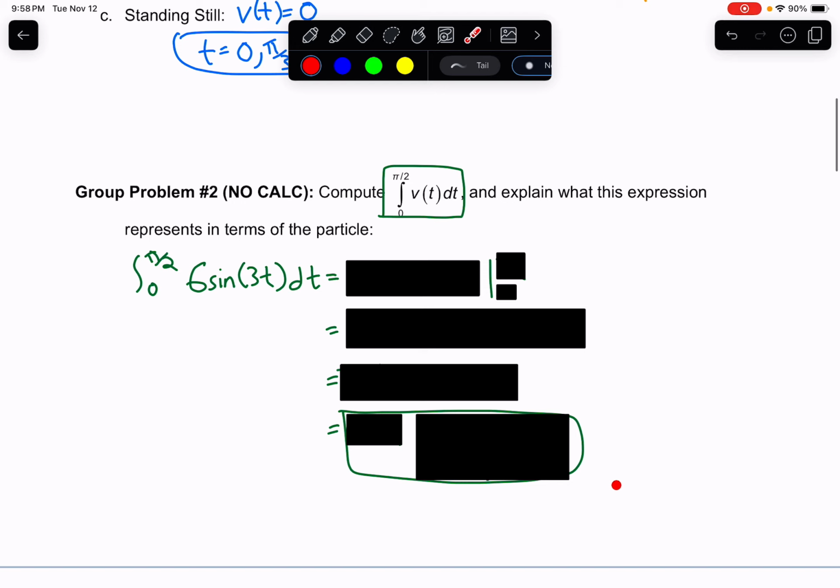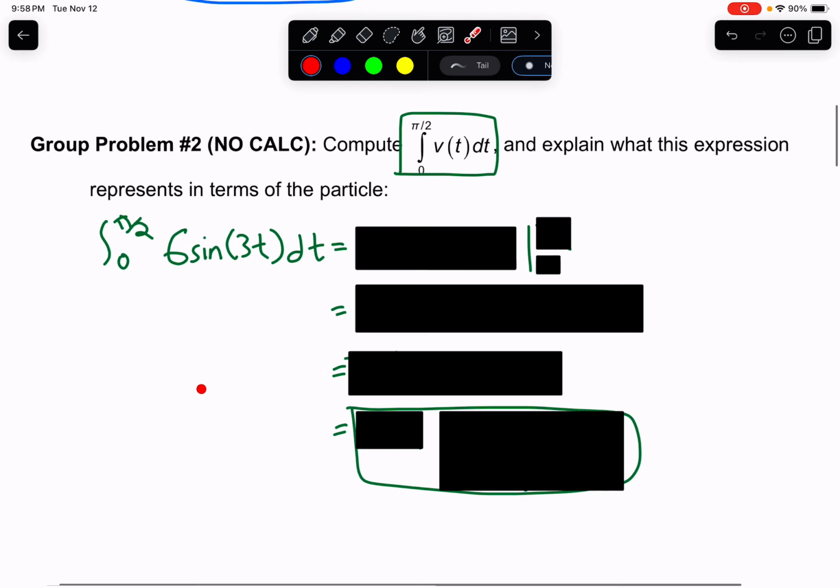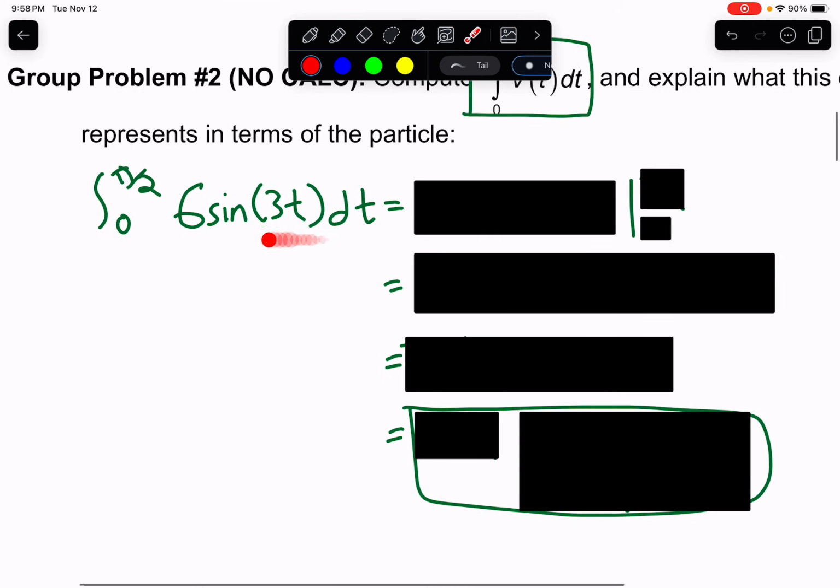So group problem 2 says to compute this integral: the integral from 0 to pi over 2 of v of t dt, and explain what this expression represents in terms of the particle. We'll get to the explaining part at the end here. Let's just go ahead and do a little bit of review. So 0 to pi over 2, and I can put the 6 on the outside if I want. Sine of 3t, I'm basically just going to do reverse chain rule.